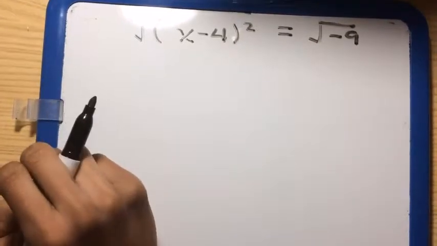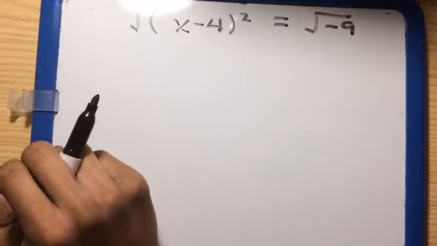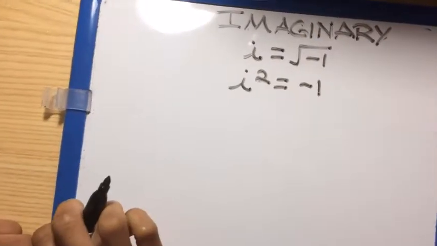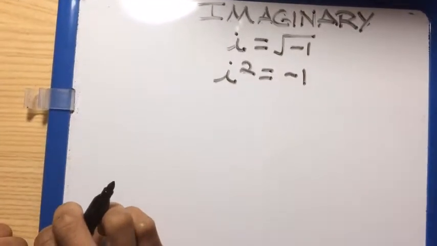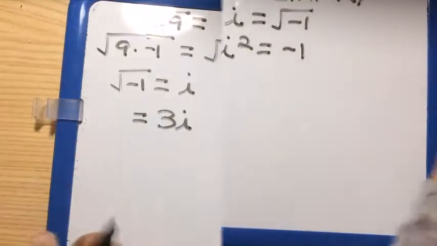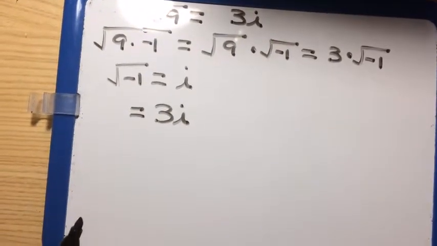Now in this case, the square root of negative 9 has no real solution. However, there is an imaginary solution. Imaginary numbers are represented by i. i is equal to the square root of negative 1, and i squared is equal to negative 1. The square root of negative 9 is equal to 3i.